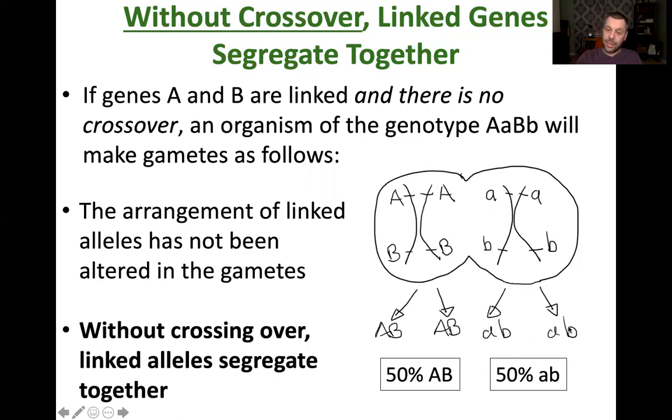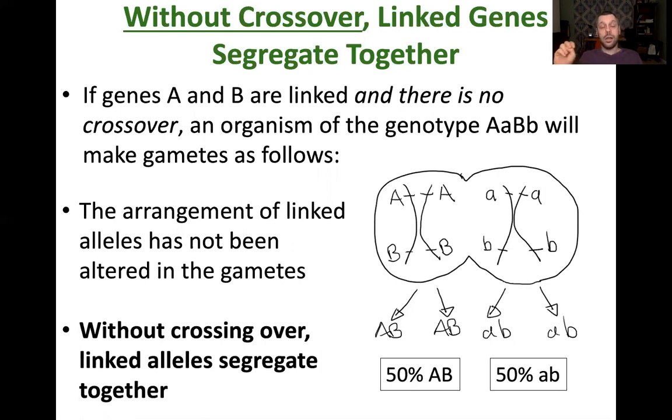Notice that what this actually gives you in the final count is 50% big A, big B, and 50% little a, little b. Now it's true that these could line up the opposite way around, right, according to Mendel's law of independent assortment, but the result will be the same. 50% big A, big B, 50% little a, little b. So this is in a case where there's no crossing over.